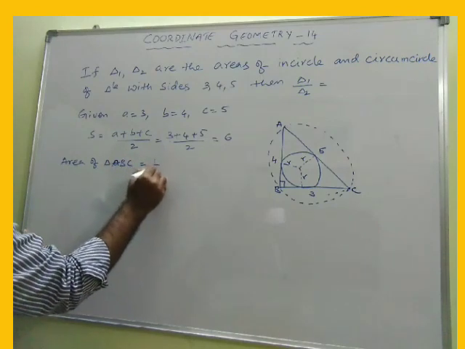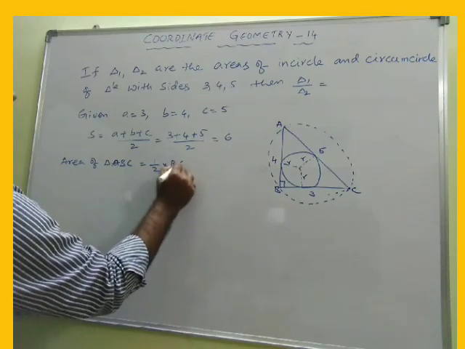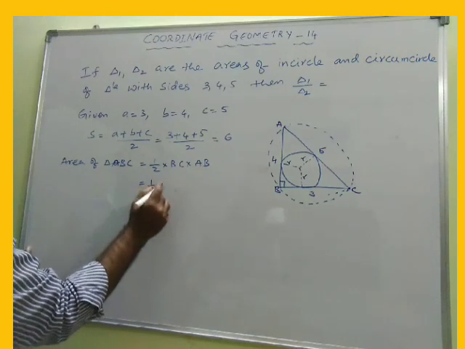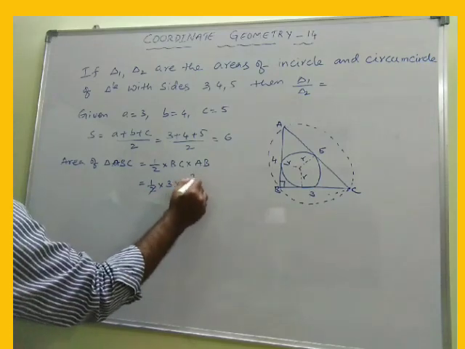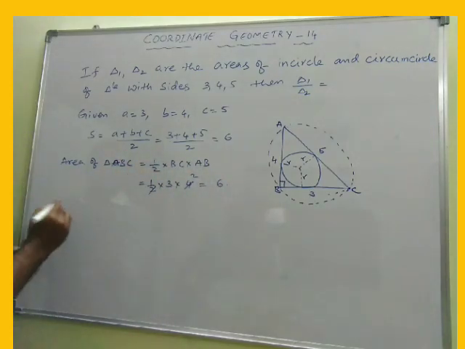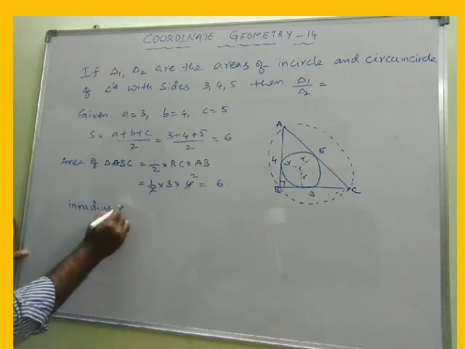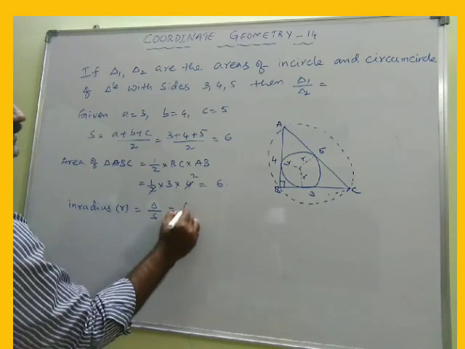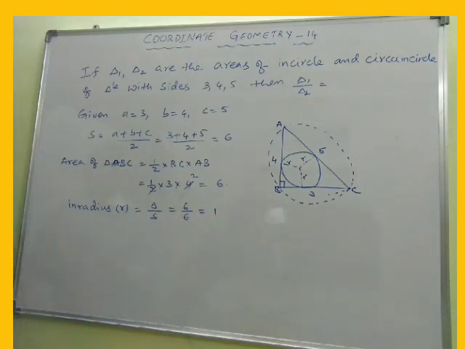Now, also find the area of triangle ABC. Because it is a right angle triangle, I can go for half into base into height. That is half into base 3 units, height 4 units, which is also 6. Now I want to find out the inradius, which is denoted by small r. The formula is delta by S. Area is 6, and S is also 6, hence it is 1.